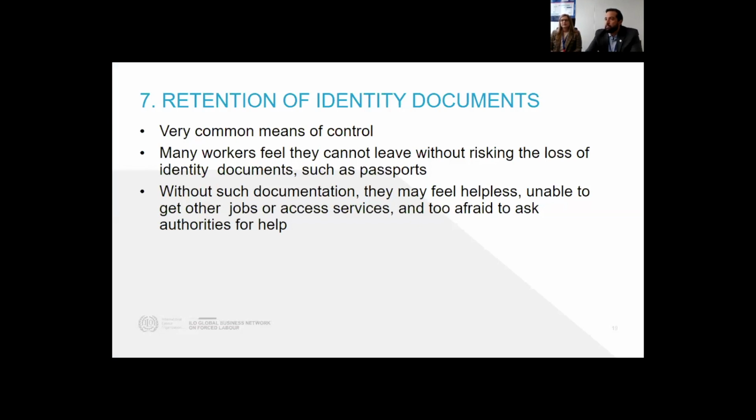And then retention of identity documents, it's also a very common means of control, especially with migrant workers. So many workers feel they cannot leave the workplace without risking the loss of their identity documents, such as their passports. And without such documentation, they may feel helpless and unable to get other jobs or access services, or maybe even too afraid to ask authorities for help, especially if the migrant workers are in an irregular situation in the country they're working.